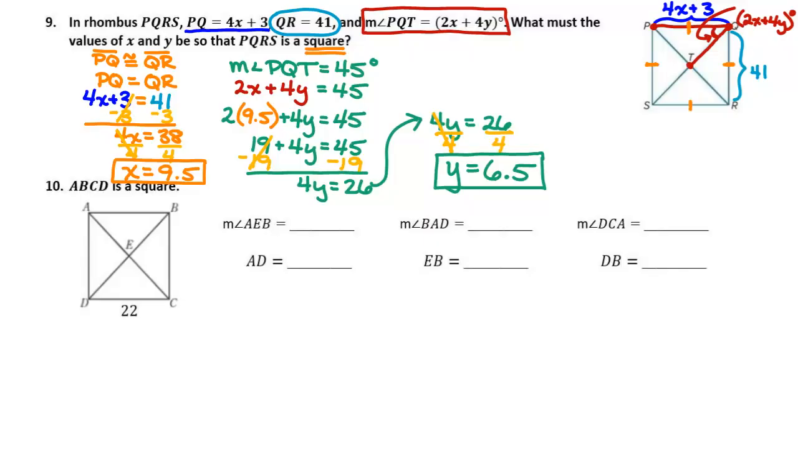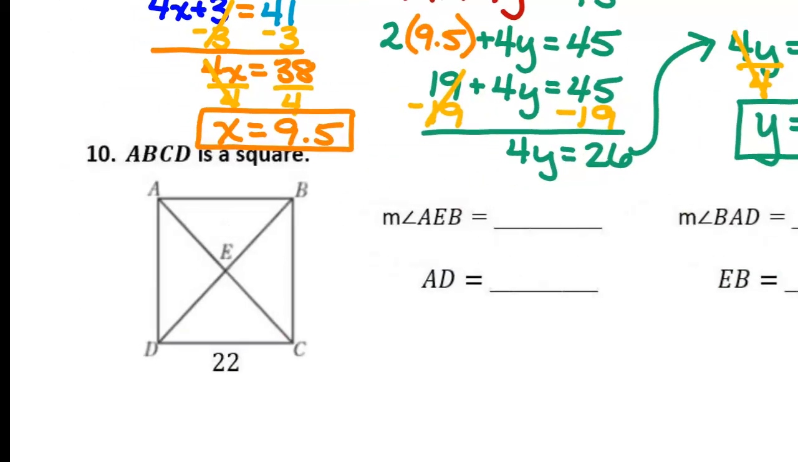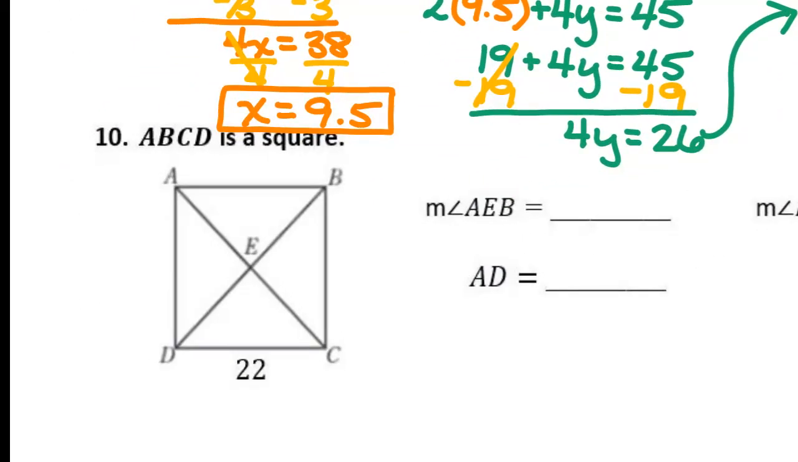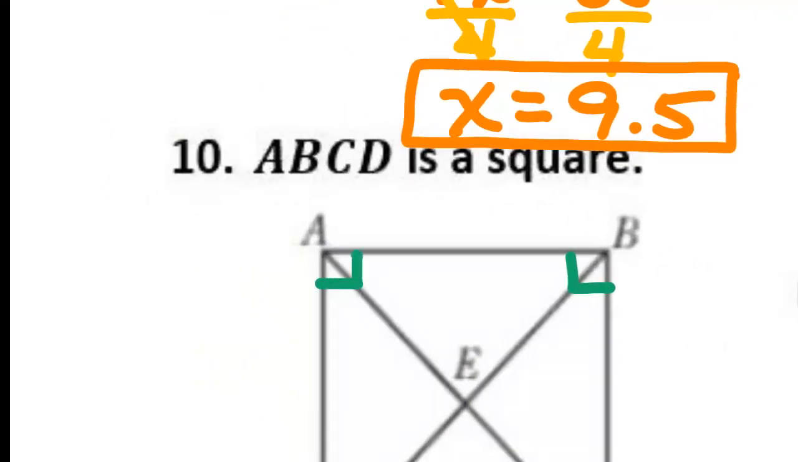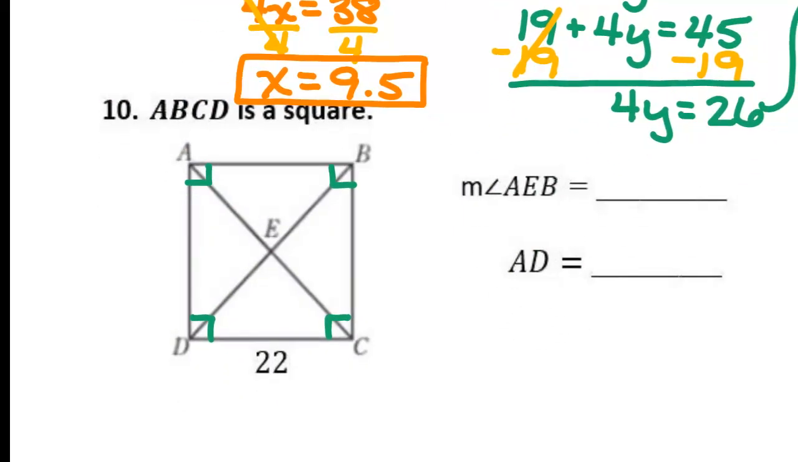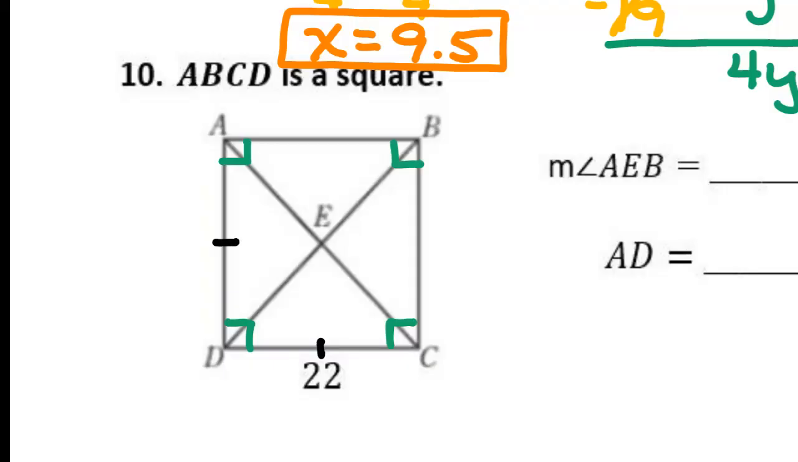All right. That brings us to our very last problem about squares. I have a square over here, ABCD. What do we know about all four corners on a square? They're 90 degrees. So I'm going to go ahead and put my 90-degree marks in the corners. What do I know about the four sides of a square? They're all equal. So how big is each side here then? 22.